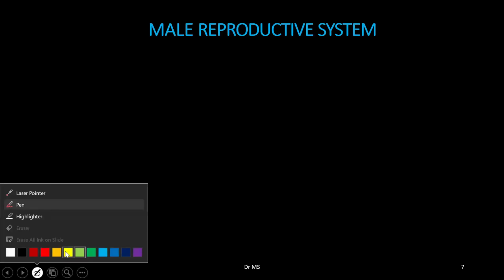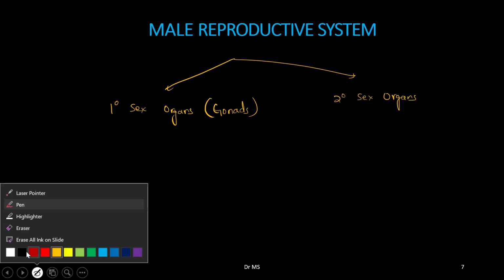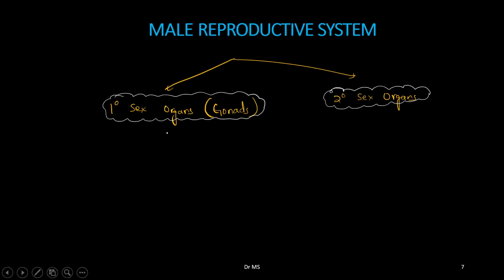Okay, so let's see the male reproductive system. It comes in two parts. One is the primary sex organ, the gonads, and the other is the secondary sex organs. Remember, the male reproductive system is classified into primary sex organs and secondary sex organs. What is the meaning of primary sex organs? They are very, very important compared to the secondary sex organs. Why? They are directly involved in gamete production.